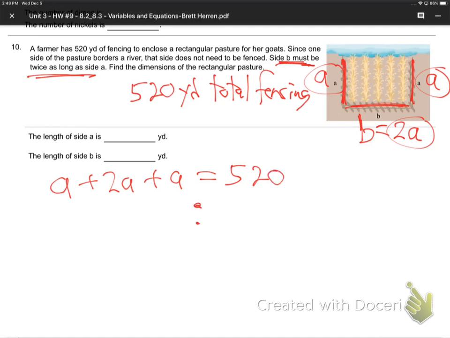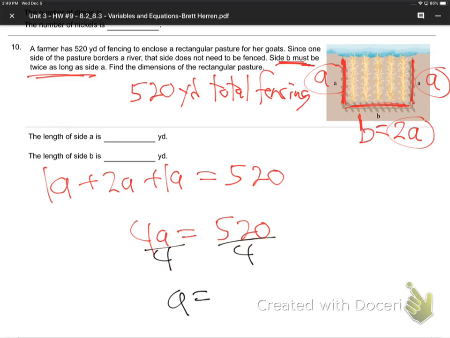And you just go on, dot, dot, dot, solve for all here. I can just do it real quick. 1A, 2A, 1A, that's 4A is 520. Last step, divide by 4. A is that 250, 260, 130? 130. So A is 130. So length of side A is 130. B is twice as long, 260. There we go.